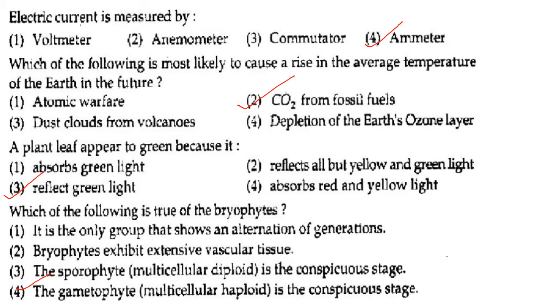Next one, electric current is measured by: Option 1, voltmeter. 2, anemometer. 3, commutator. And 4, ammeter. Answer is option 4, ammeter.